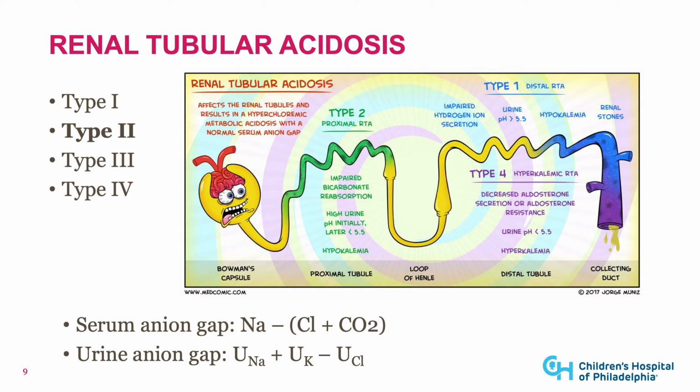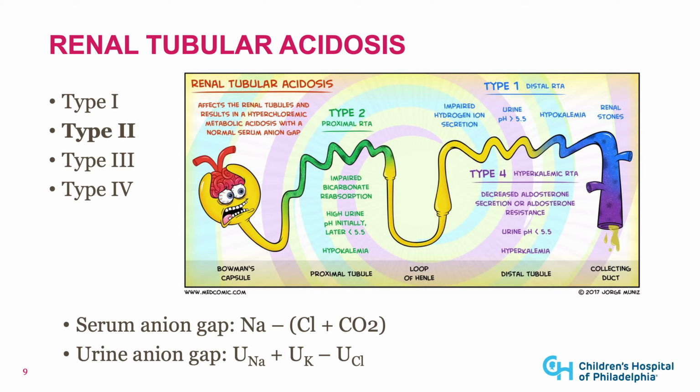There are four types of renal tubular acidosis. RTA type 1 is characterized by a failure to secrete protons into the urine. Typically in distal type 1 RTA, the urine pH is elevated because of this problem. Type 1 RTA can also be identified by measuring urine electrolytes and calculating the urine anion gap.